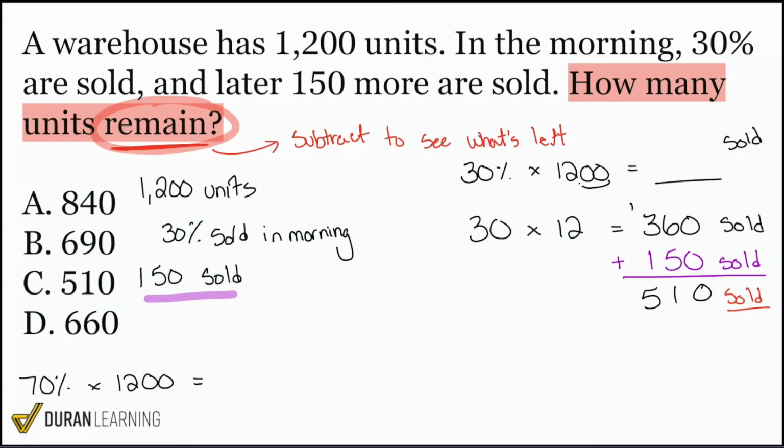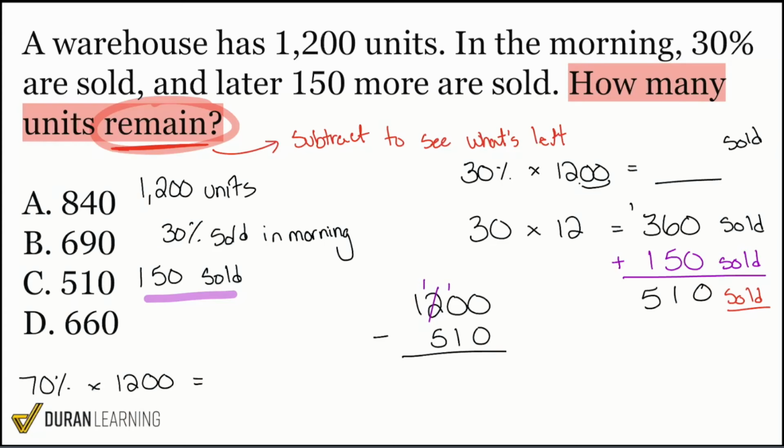So when we did that, we have the 510. We had to subtract that from the 1,200. 1,200 minus 510. Let's get that done. First of all, I'm going to just borrow. I'm going to turn this 2 into a 1. So this is a 10.